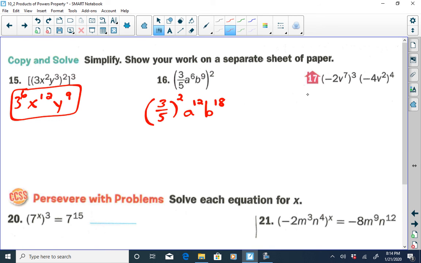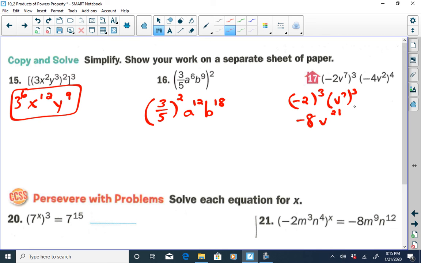This next example, -2 has to be raised to the third power, and v to the 7th has to be raised to the third power. I'll put that in parentheses. V to the 7th also raised to the third power. -2 to the third power, that's going to be -2 times -2 times -2, that's -8. 7 times 3, that's v to the 21st.